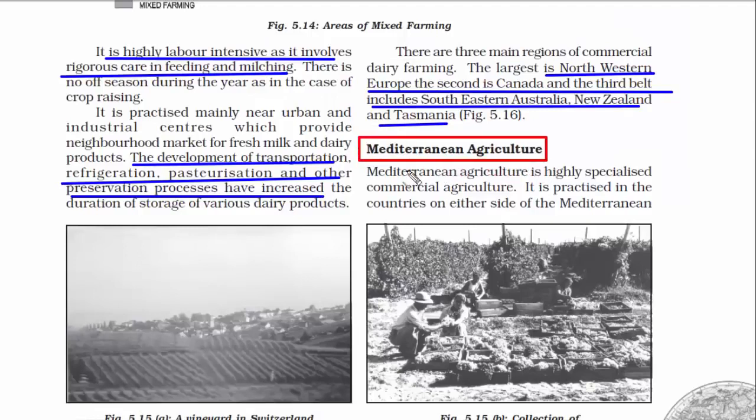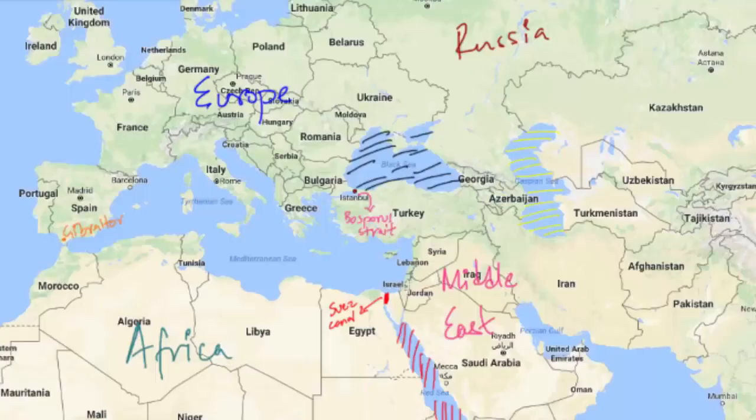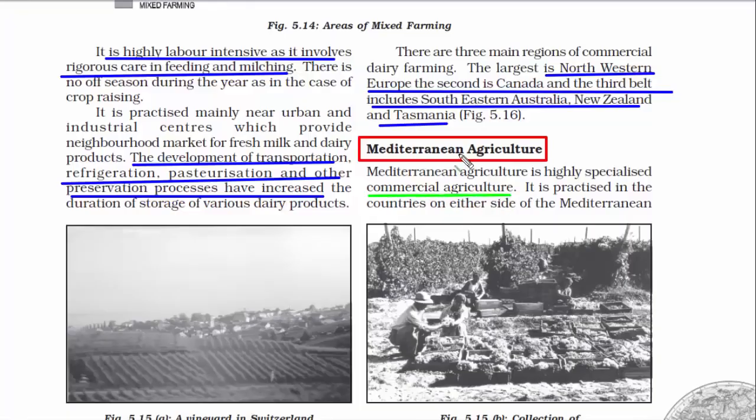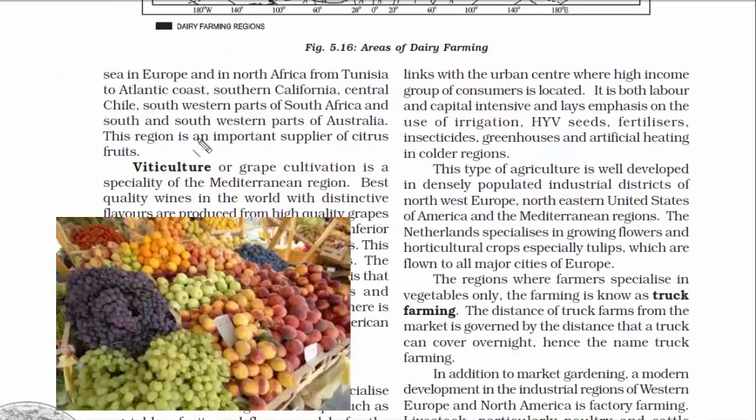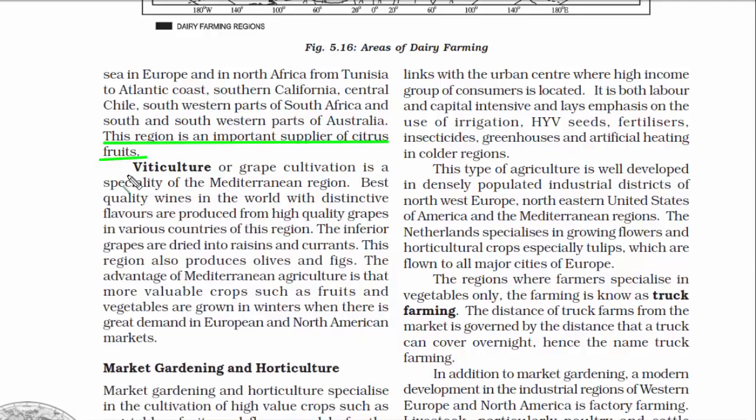When we say Mediterranean, we are talking about countries on either side of the Mediterranean Sea. We are talking about this region, all of these countries. Here the agriculture is highly specialized commercial agriculture. This region is an important supplier of figs, apples, apricots, avocados, peach, pears, olives, strawberries, and many citrus fruits. You see, all these fruits have high market demand and value.